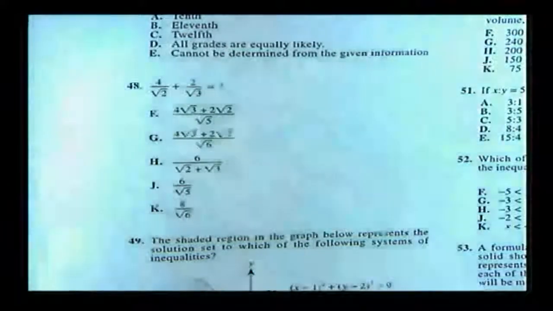There's number 48. It's got all sorts of radicals in it. That could be scary. This is actually kind of a pre-algebra problem. It's adding fractions. That's all we're really doing. So I hope you guys remember from last time, but adding fractions requires that we find a common denominator.